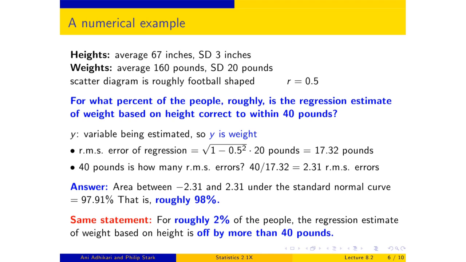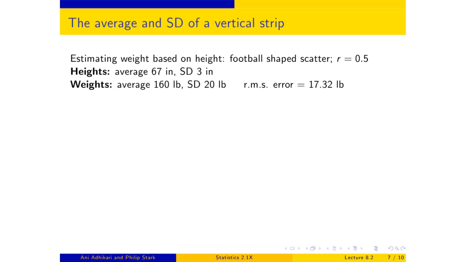Now, there is another way of using the root mean square error of regression in football-shaped scatter diagrams, and that is within a single vertical strip. So this is simply a recap of the data that we have for your reference. I have heights, average, SD, weights, average, SD, a correlation, and we are trying to estimate weight based on height. I remind you, we have done the calculation that says the RMS error of regression is just about 17.32 pounds. Notice I'm being lazy and writing LB instead of the full word pounds.